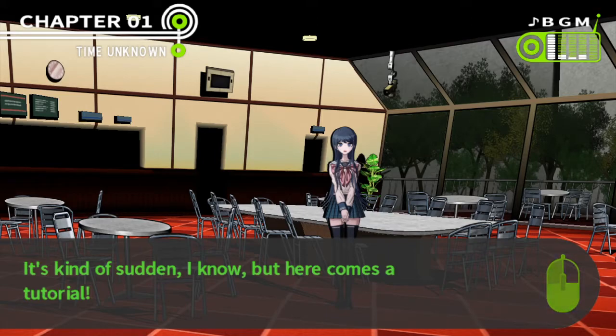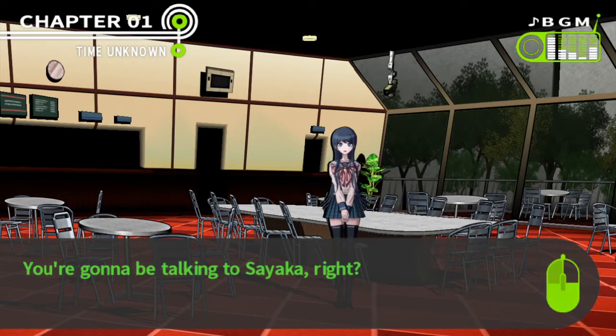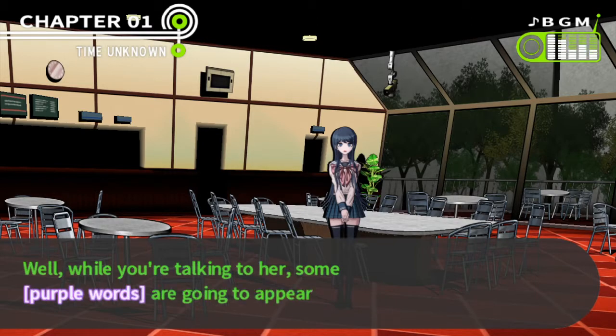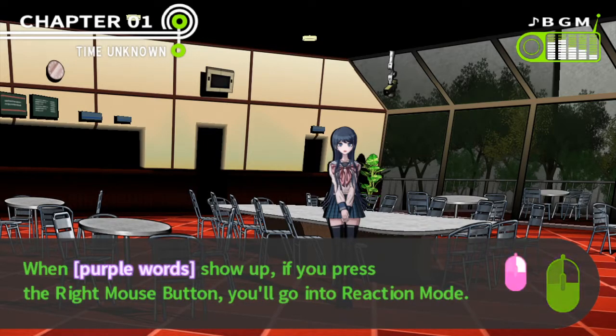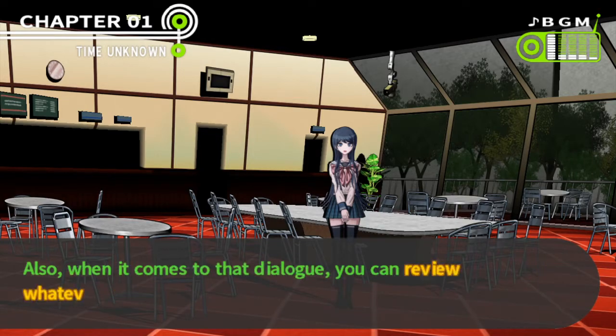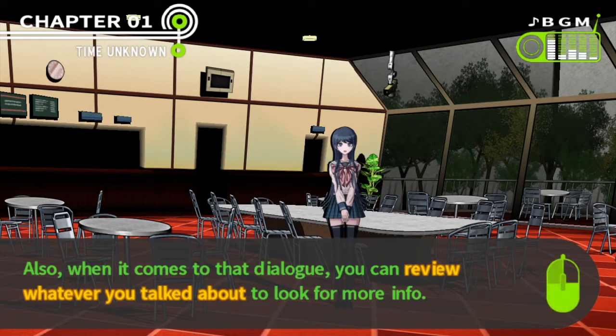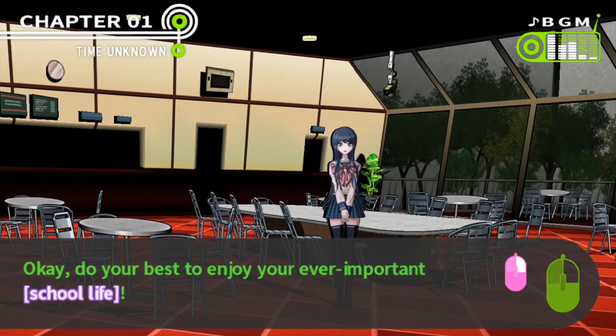So, it's kind of sudden, I know, but here comes the tutorial. Right now, I'd like to talk about reactions. While you're talking to her, some purple words are going to appear. Here's how they work. When purple words show up, if you press the right mouse button, you'll go into reaction mode. At this point, you can use the WASD buttons to make a selection, and the left mouse button to confirm it. Also, when it comes to that dialogue, you can review whatever you talked about to look for more info. Talking to someone about things like this is called a reaction. Okay, do your best to enjoy your ever-important school life.